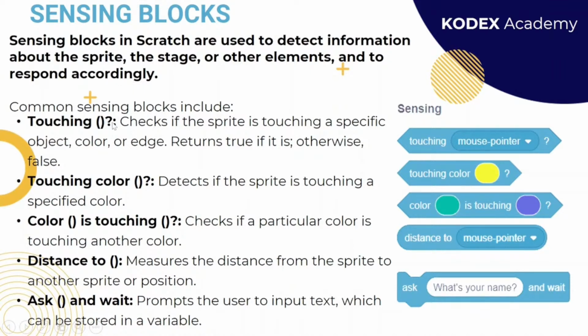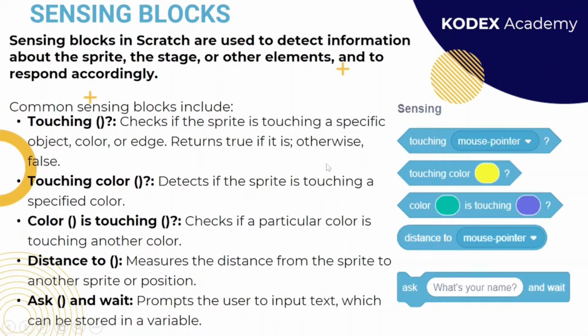Now we discuss multiple sensing command blocks. So here we go. The first one is touching. It shows the touch sense of a sprite, belonging to a specific object, color, edges, anything. If the condition is true, you will get the response, and if the condition is false, you will see a response accordingly.